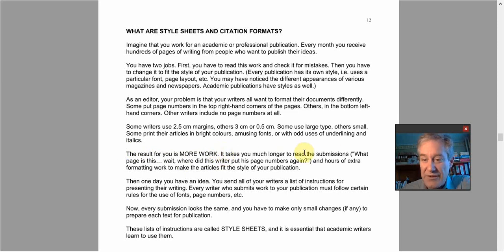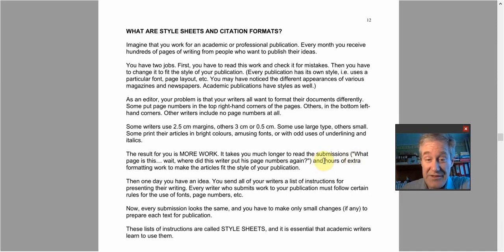It takes you much longer to read all of these submissions. For instance, you might be reading and saying, well, what page is this? Wait a minute, where did this writer put his page numbers again? Oh, over here. Okay, the last writer put them in a different place. This adds a little bit of extra time and work.